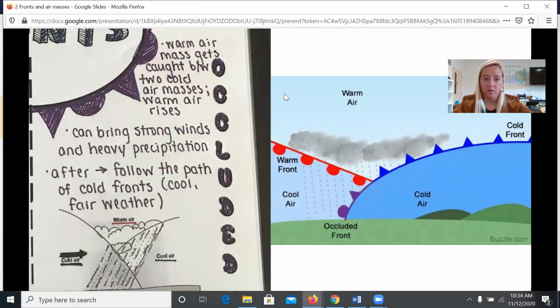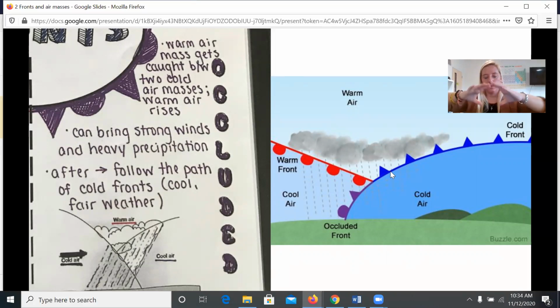And lastly, our occluded front forms when a warm air mass gets caught between two cold fronts. This will be what we call an occluded front. So you can see the little symbol right here in our chart. It can bring strong winds and heavy precipitation. So this is another dangerous front to form. After following the path of the cold fronts, we'll get cool, fair weather.